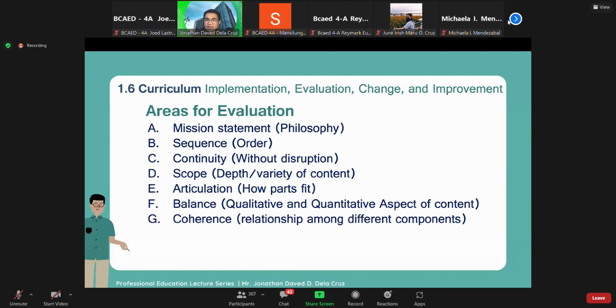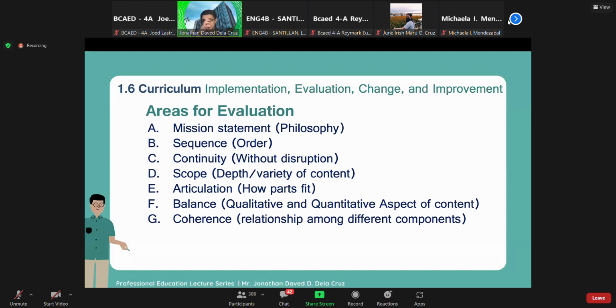So we have mission, statement, sequence, continuity, scope, articulation, balance, coherence. So pansinin ninyo, ano yung mga areas of evaluation? Familiar? Opo. Yes po. Ano yung napansin ninyo? Ito din yung basics. Ito din yung dimensions of curriculum. Kasi when you develop, you consider the dimensions of curriculum, yun yung dinevelop, yun yung ideal curriculum plan, no? Yun din yung i-evaluate. Siyempre kung ano yung ginawa mo, yun lang din naman i-evaluate.